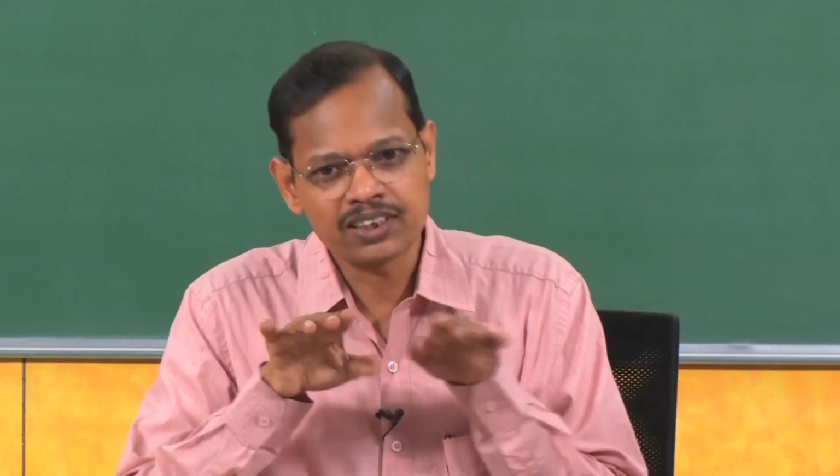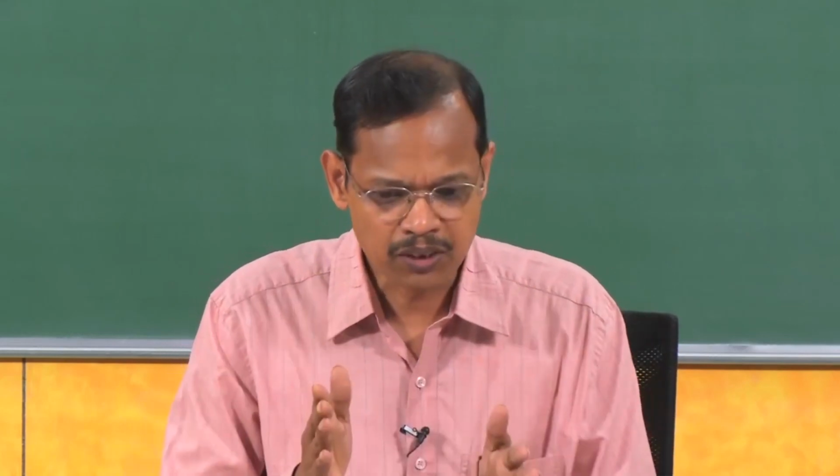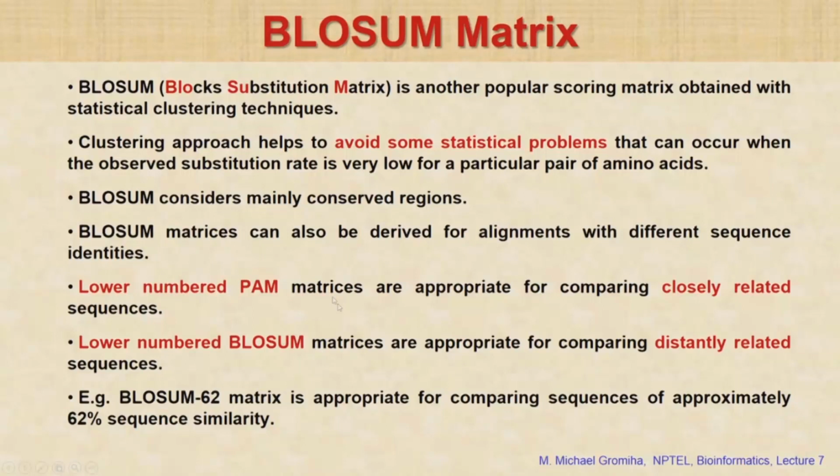If you construct the PAM matrix, if you make the alignments, sometimes you can see several gaps. In the case of the BLOSUM matrix, this is also another popular matrix. Here they use only the places where they are highly conserved, where you can get the proper alignment. They avoid the regions where they have a lot of gaps. So, here you can see mainly the conserved regions. This can avoid some of the statistical problems where the substitution rate is very low for any particular pair of amino acids, which introduces some sort of bias.